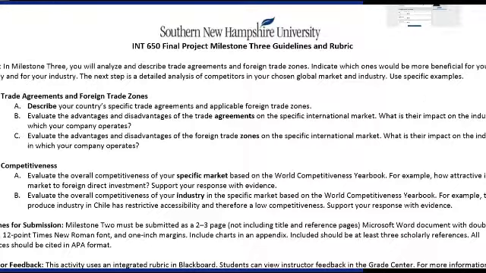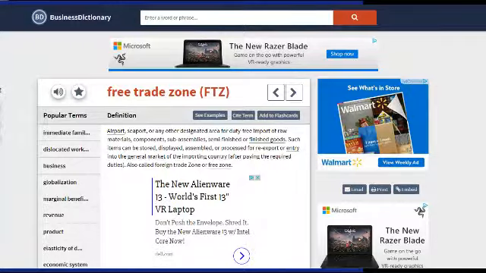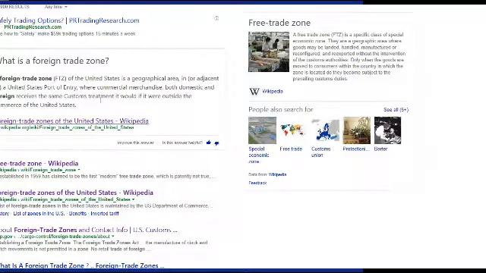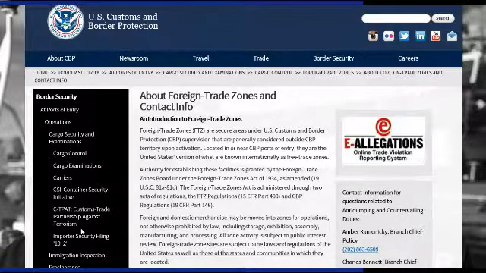Let me make sure that I have pulled that up. Again, you can Google, what is a foreign trade zone? It'll give you the short definitions of it, but you can also dig a little bit deeper. For example, in the United States, how are foreign trade zones treated? What kind of businesses can happen in the foreign trade zones?